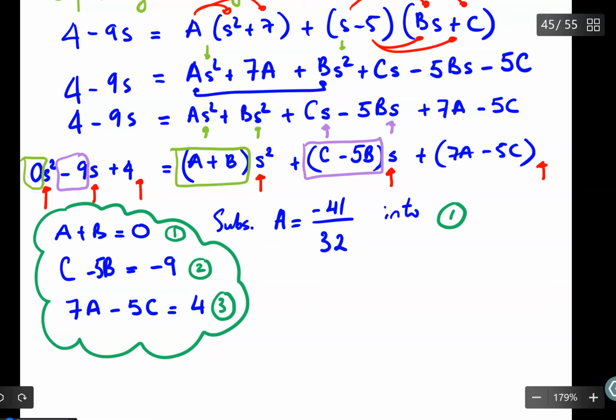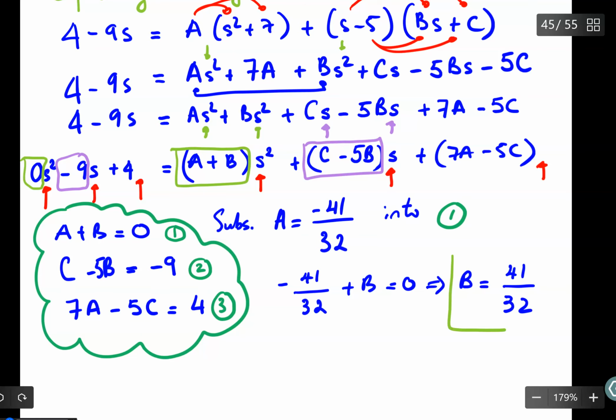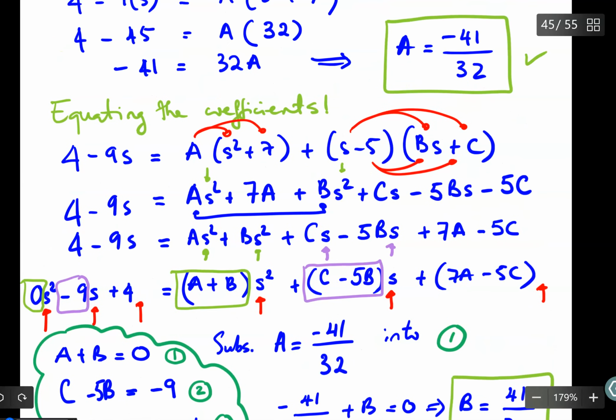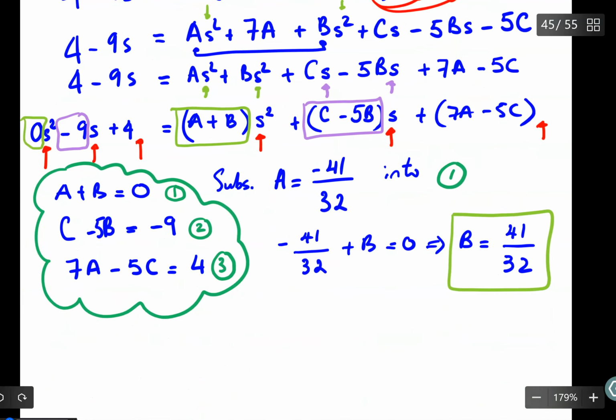I can solve for b. So I have negative 41 over 32 plus b equal to 0. Therefore, b is equal to 41 over 32. So we can also circle this, and we already saw a equal to negative 41 over 32 and b equals to 41 over 32. So the next step is to solve for c.